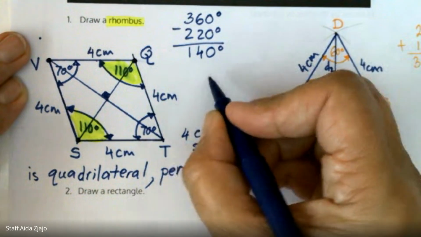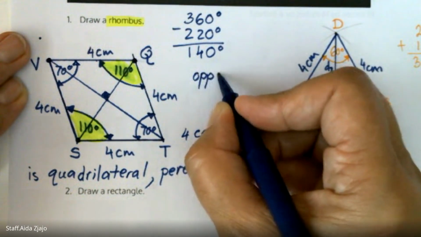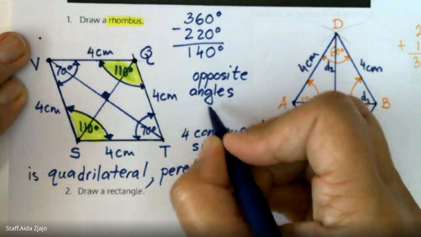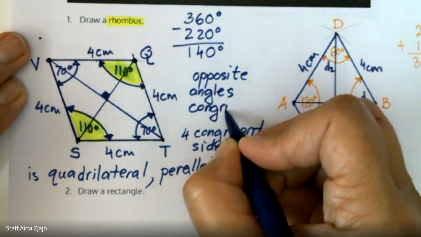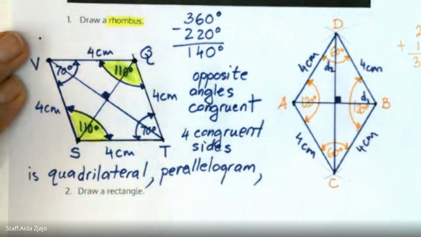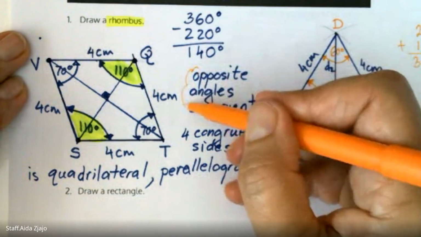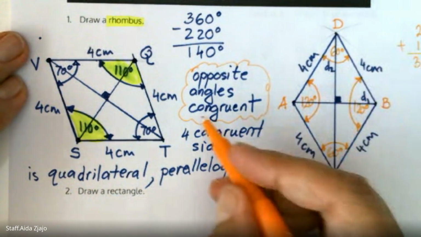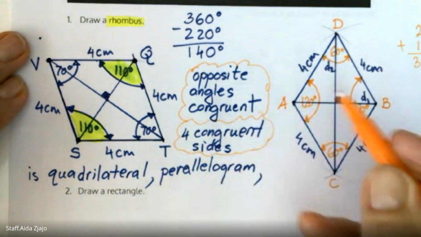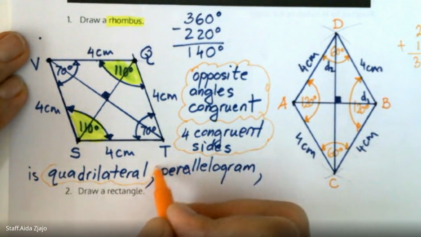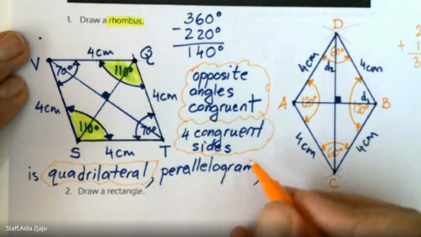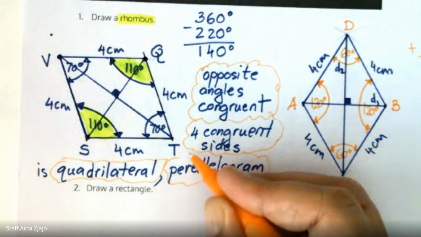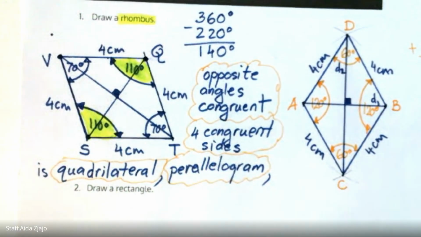Okay, opposite angles congruent. This is just additionally, so these are properties of a rhombus: opposite angles congruent, four congruent sides. It's a quadrilateral, and it's also a parallelogram. Okay, that's what the properties of a rhombus are.